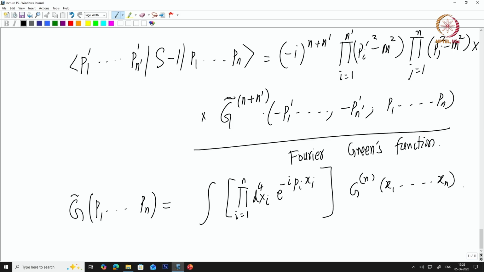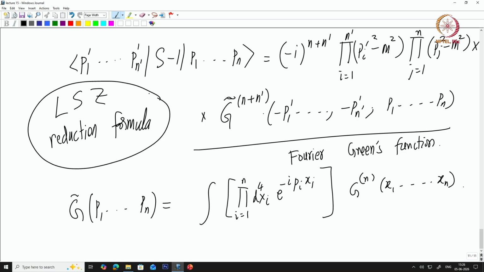So you do not care about all the other particles, but all the external particles should be on shell. So this is the LSZ reduction formula. This has a technical name which goes by the name LSZ reduction formula.